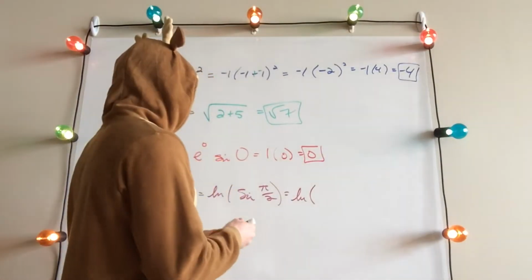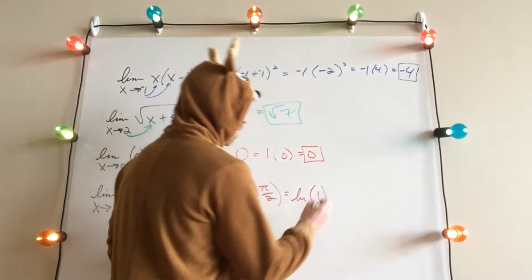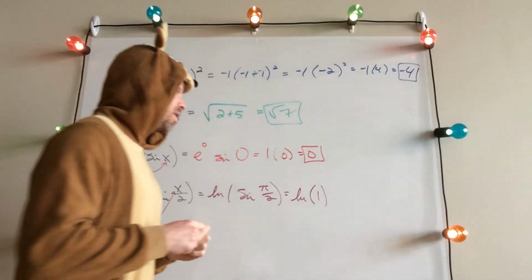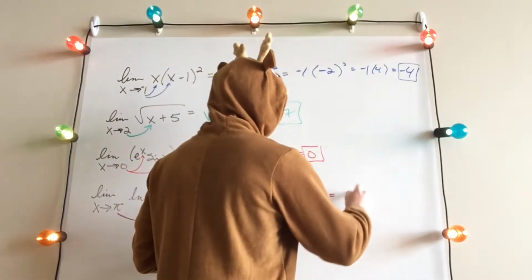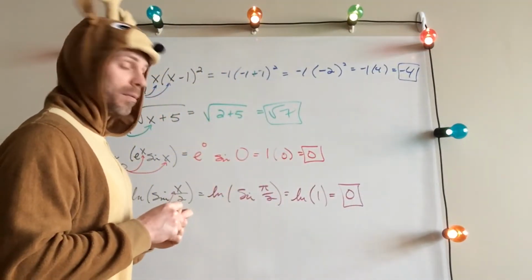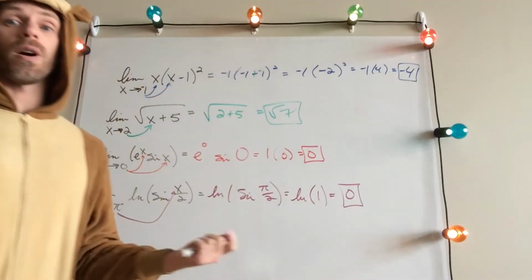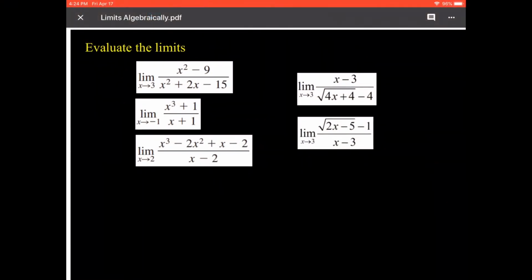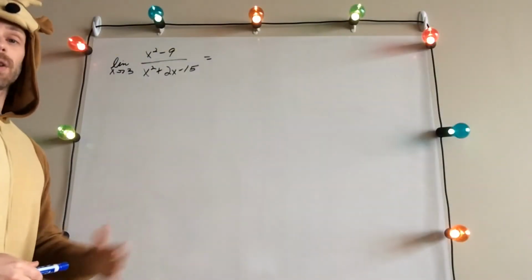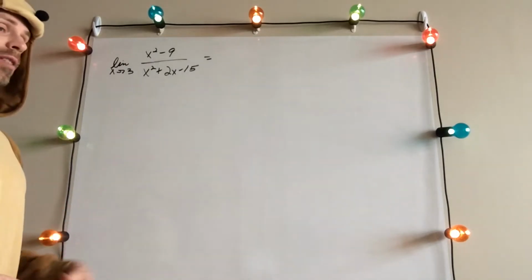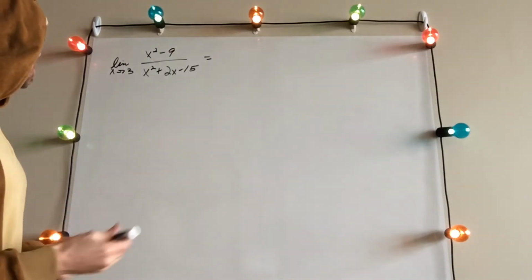So that would be the natural log of 1, and the natural log of 1 is going to turn out to be 0. Those ones all worked with direct substitution. So let's try a couple more, see what happens. Here's our next one. Every time we're going to try to evaluate limits algebraically, we should always first try direct substitution.